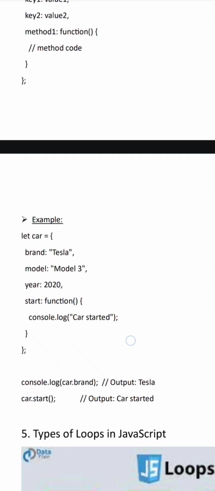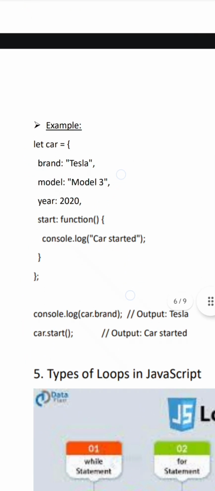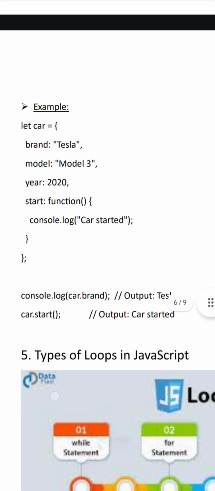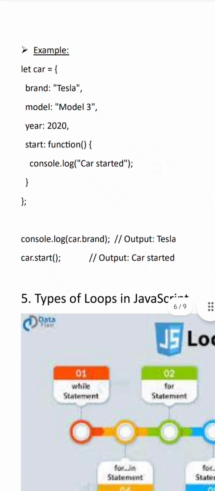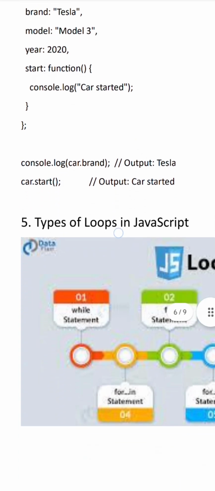Here car is an object and its properties are brand, model, and manufactured year. So the function of the property is console.log car started. Here we are printing car started in this function. To call this, we are using car.brand to access the properties.